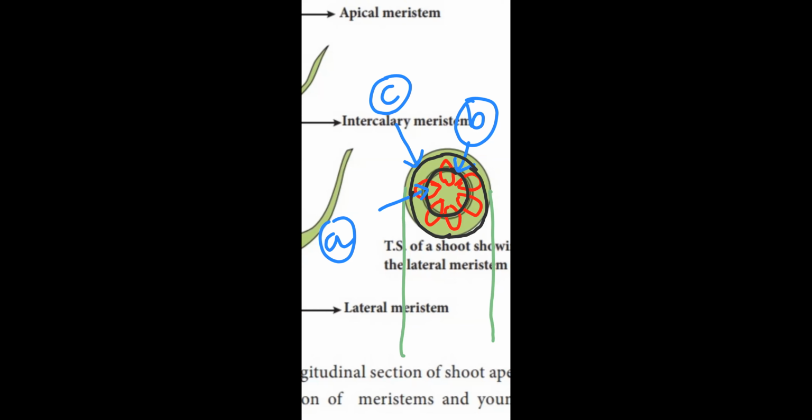Dekho, apical meristem in monocot and dicot, root and shoot tip. Intercalary meristem at the base of the leaf, mature leaves, mainly in the monocot. Lateral meristem, only in the dicot. Lateral meristem may be this vascular cambium. It can be found in root as well as in stem. Lateral meristem may be cork cambium, only in the stem towards the peripheral region. These specifications you have to remember, huh?